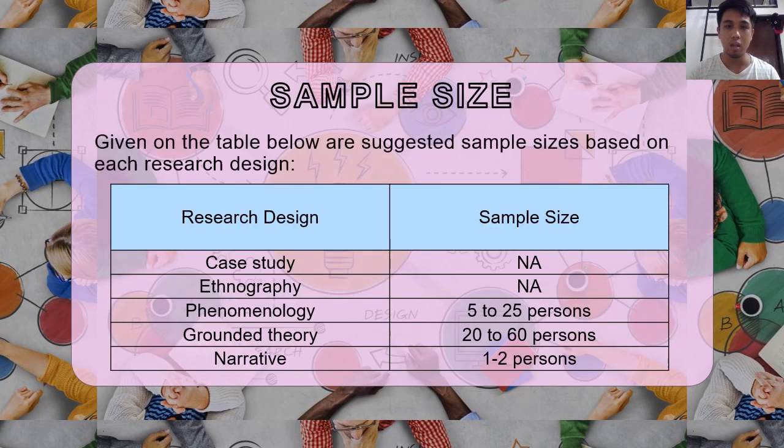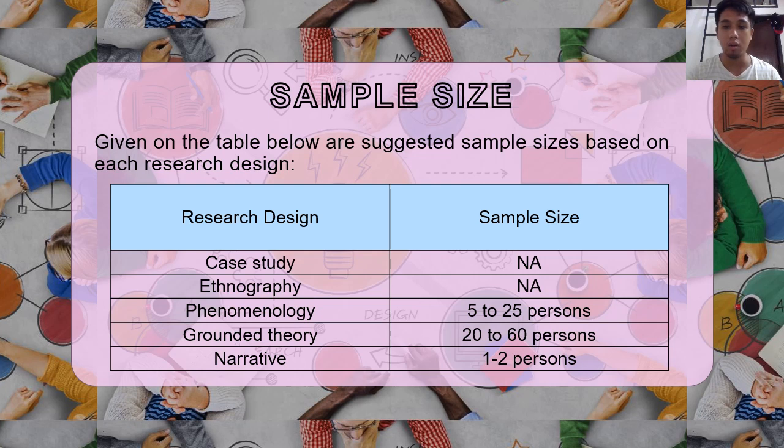And now let us take a look at the sample size table below based on each research design. In the first column, we have the research designs of qualitative research: the case study, ethnography, phenomenology, grounded theory, and the narratives. The sample size of case study and ethnography is up to us, how many participants we are going to include in our study.